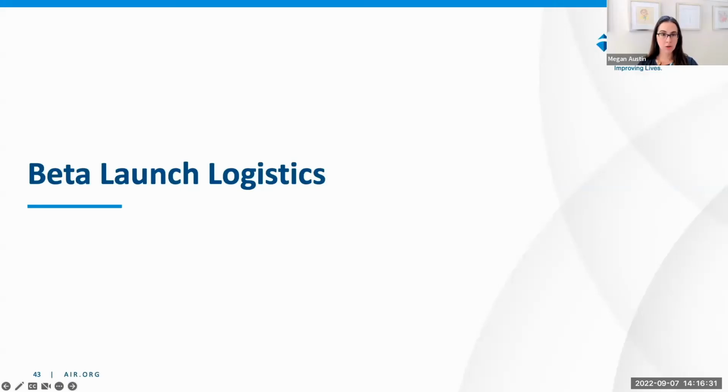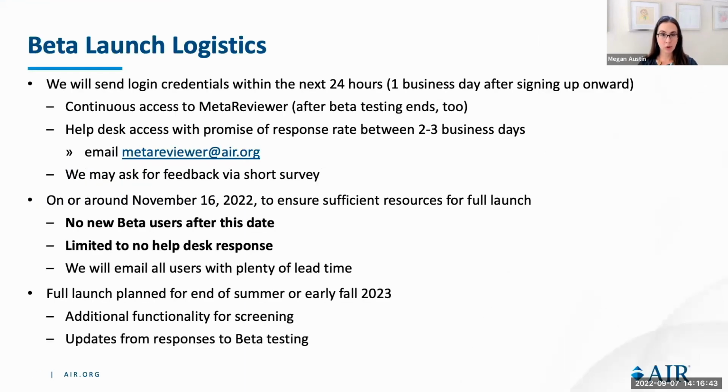Excited to see in the questions that people are really thinking about applications to their own work. I want to just briefly describe what it means that today is the beta launch of MetaReviewer, and to just make sure that you know how you can get access and start using the software. So as Josh showed early in the presentation, if you haven't already requested access, you can visit metareviewer.org, click on that Try MetaReviewer button, and complete the access request form.